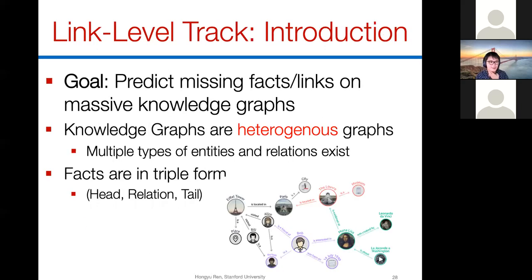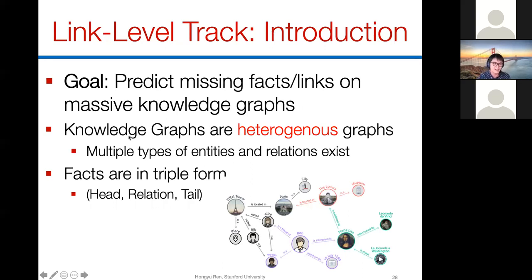Okay. Let me move on to the link prediction track. So here, the prediction task is now at the level of links. We want to predict the existence of a link between two nodes. Specifically, we want to predict missing facts and links on massive knowledge graphs.